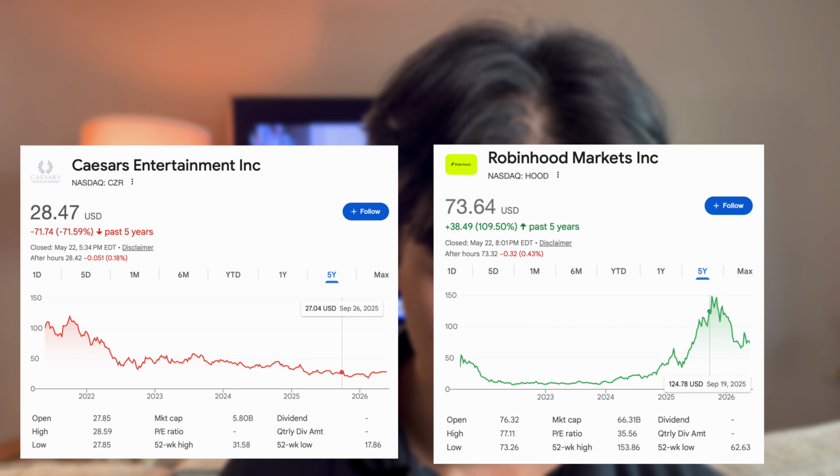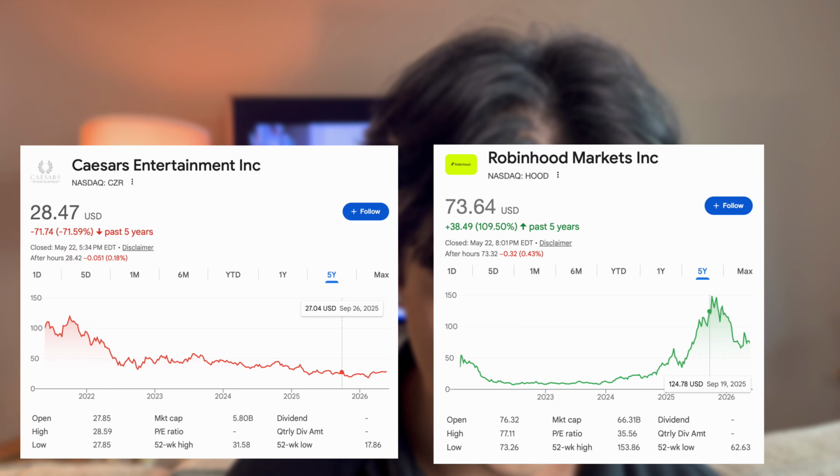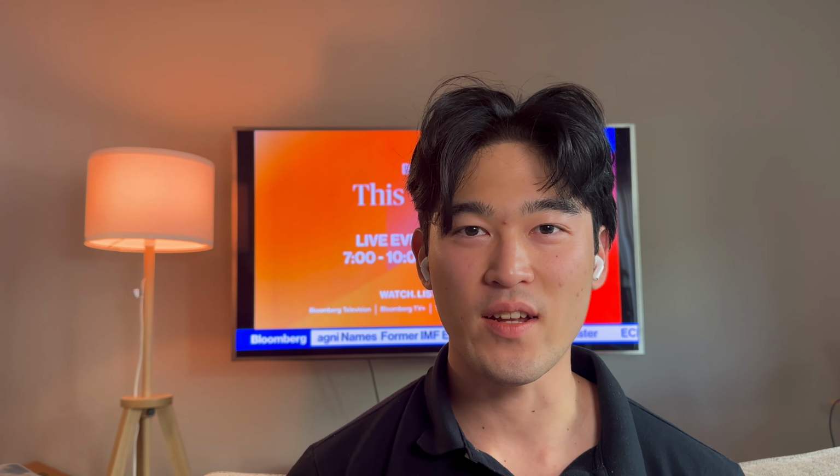A recent example of this: in September 2025, Caesars Entertainment was removed after its market cap fell below the threshold, and it was replaced by Robinhood, whose explosive growth made it one of the most anticipated additions in years. So now you know who gets into the S&P 500 and how they're weighted. But what does the index actually look like in 2026? What sectors dominate? What companies carry the most weight? And what does that mean for your investment?